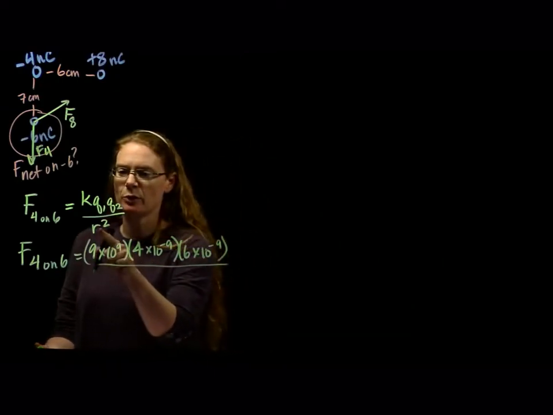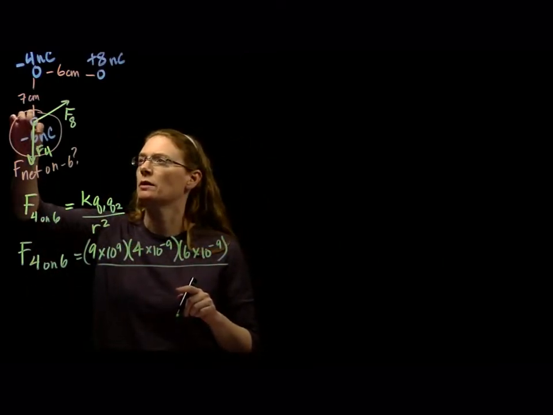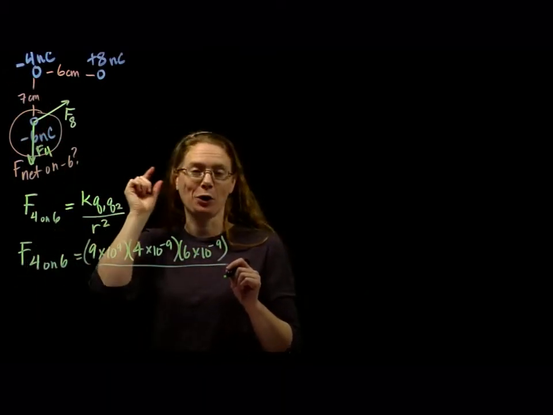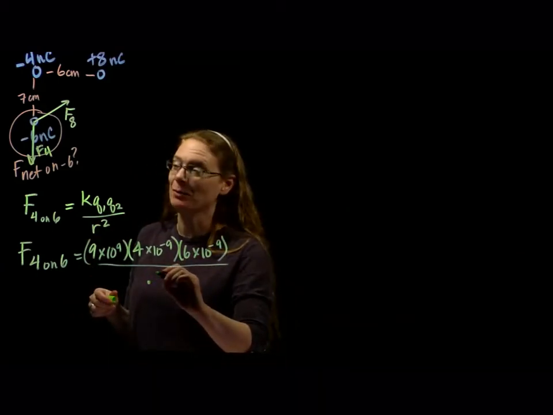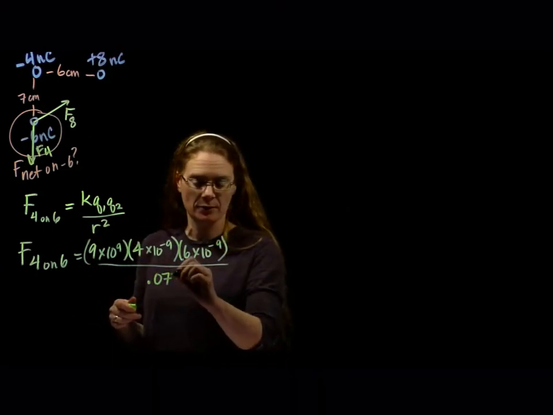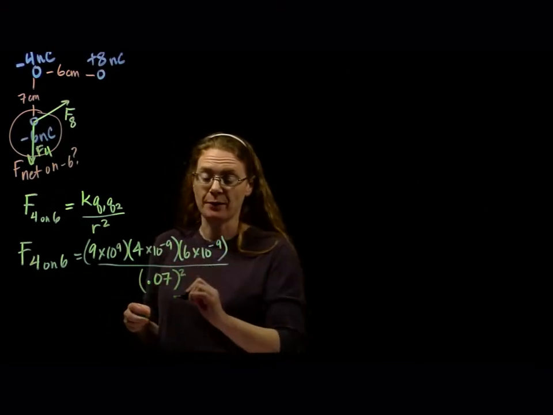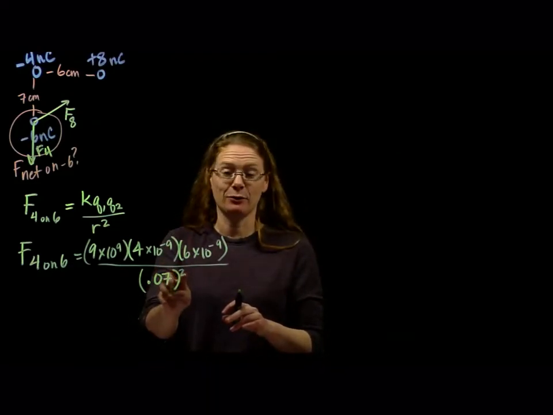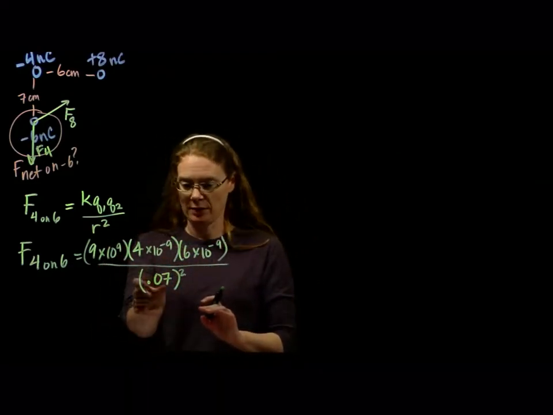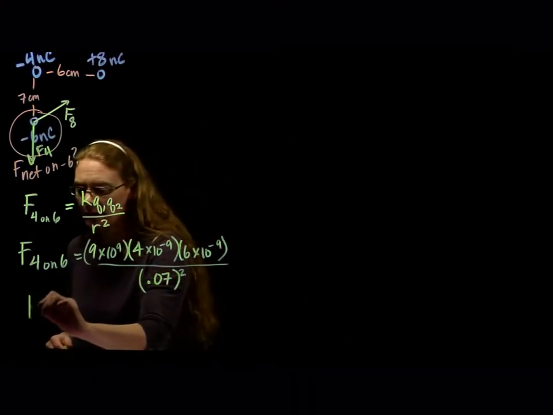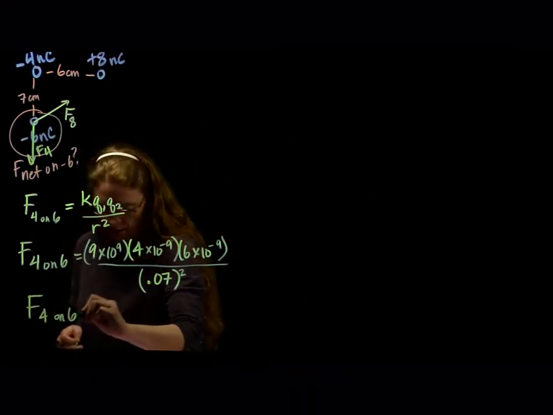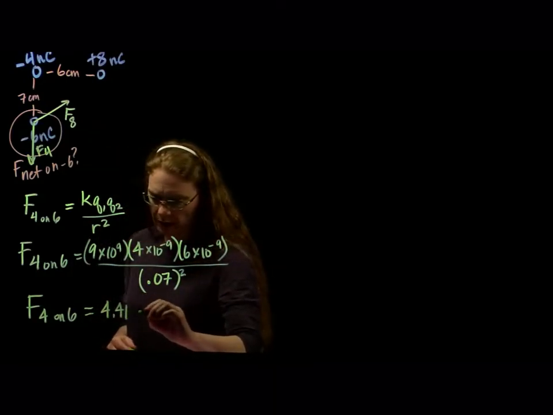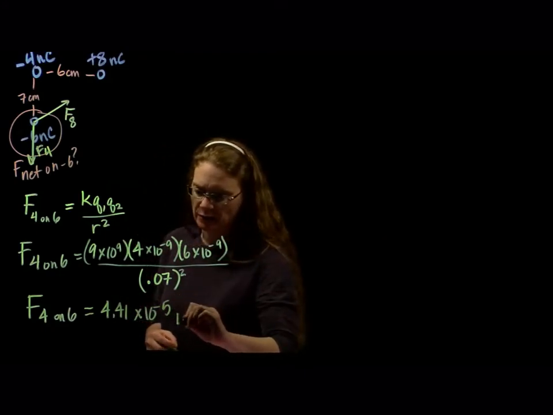And then the distance between those two charges. What's the distance between the 6 and the 4? 7 centimeters. Centimeters. That should make a little warning bell in your head. We need to convert that to meters. So it's 0.07 meters. And don't forget the squared. That's a common mistake. I guess two common mistakes: not converting to meters and forgetting the squared. So don't forget those two. Meters, squared. If we do this, we get a value of 4.41 times 10 to the -5 newtons.